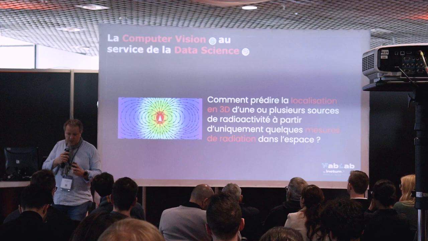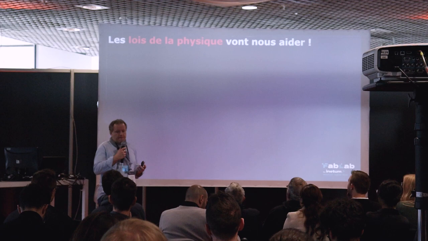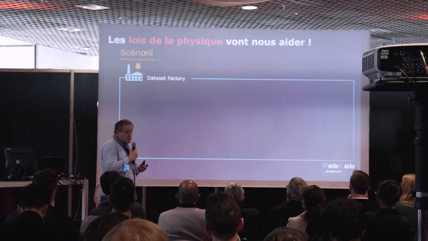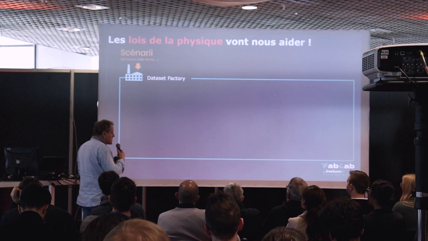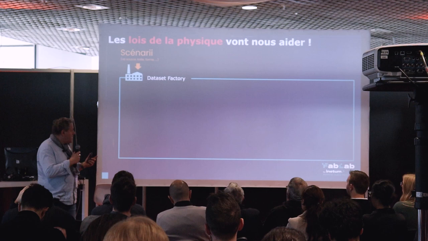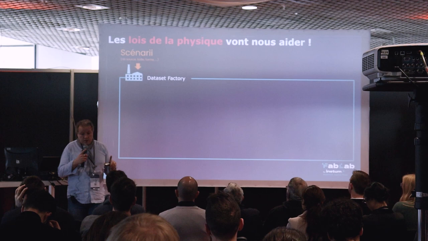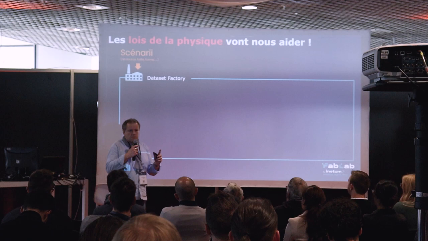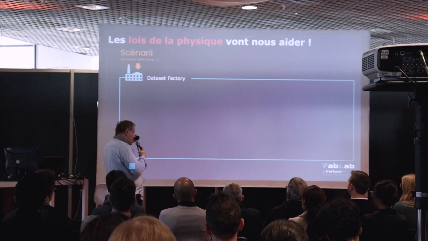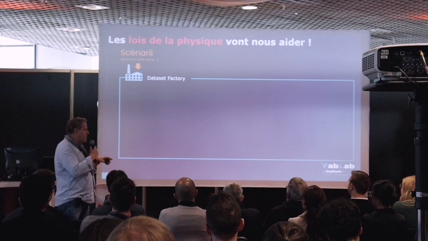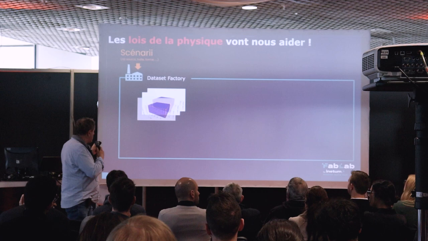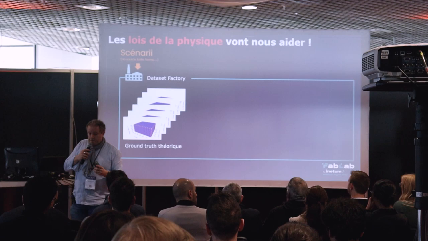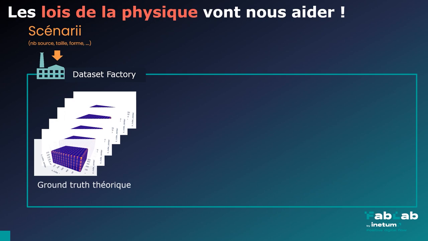So what do we have? We have physics and radiation, so we can use simulators, because it's a completely mathematical and physics approach. The first step was to create what we call the dataset factory. We used a physics simulator to create a lot of theoretical places with a lot of parameters or scenarios: one source, two sources, one here, and another small one, and so on. So we have created a lot of theoretical measures based on scenarios of existence and positioning of the sources.